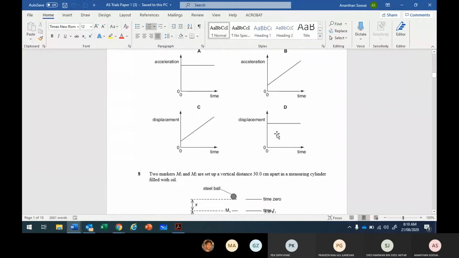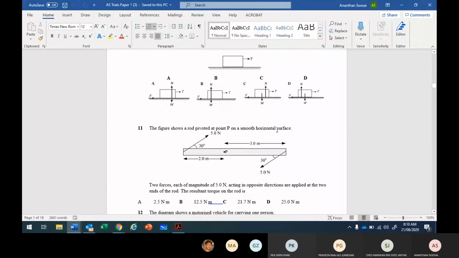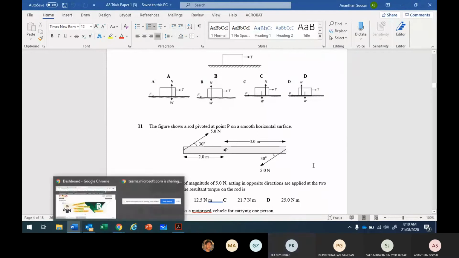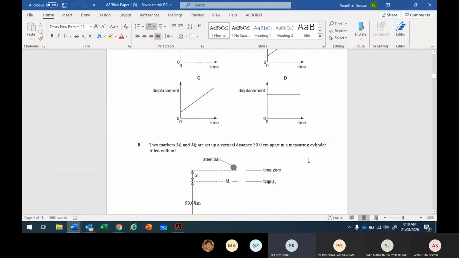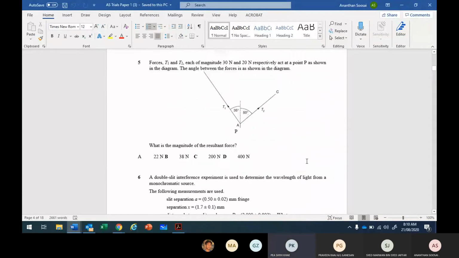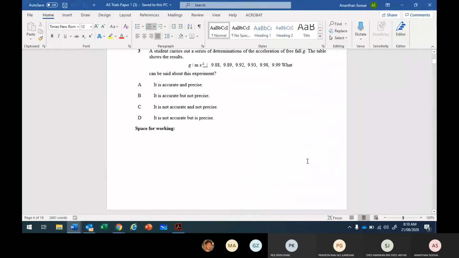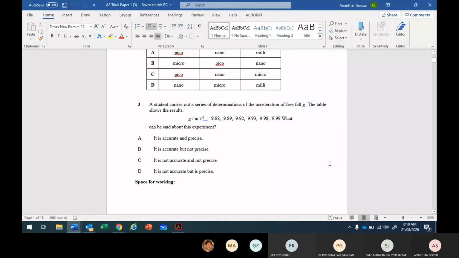Number 3, is it this paper? Yes, number 3. Okay, a student carries out a series of determinations of acceleration g. The table shows g with these values. What can be said about this experiment?